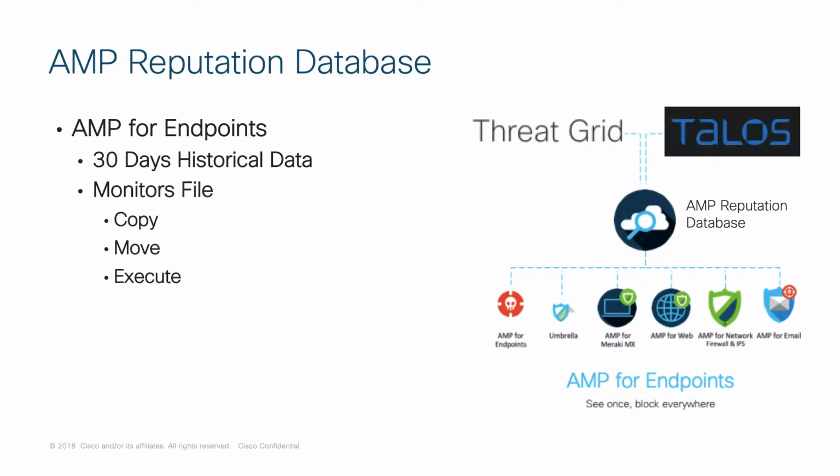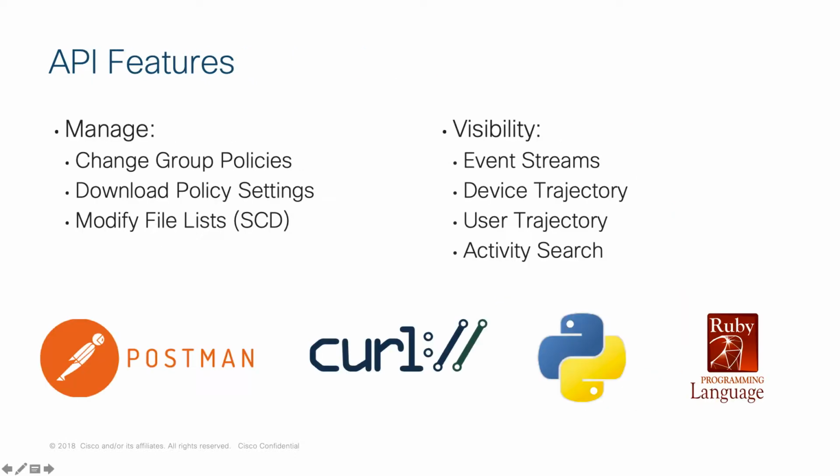AMP for Endpoints records all file and network activity on every endpoint it is installed on, storing the data for 30 days. This creates a historical record for analysts to leverage for security operations. Additionally, the Cisco AMP database provides the backbone of the AMP integrated architecture, storing the file reputation data, which is leveraged by all integrated products. The AMP database is constantly updated and enriched by ThreatGrid and Talos.